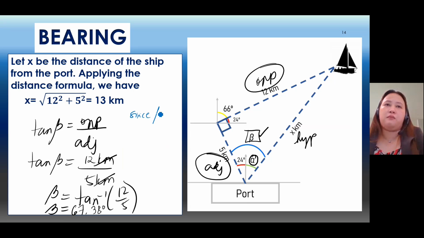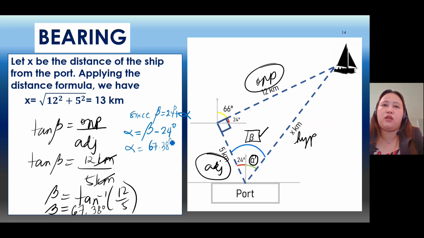Next, since beta, based on our drawing, is 24 degrees plus the alpha, it means that the alpha is equal to beta minus 24 degrees. So substituting, beta is 67.38 minus 24 degrees. So our alpha, let us subtract, is 43.38 degrees. Okay, so this is the value of alpha.